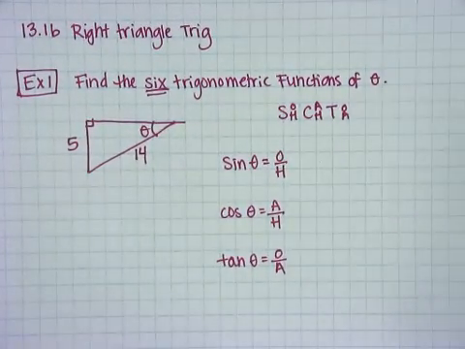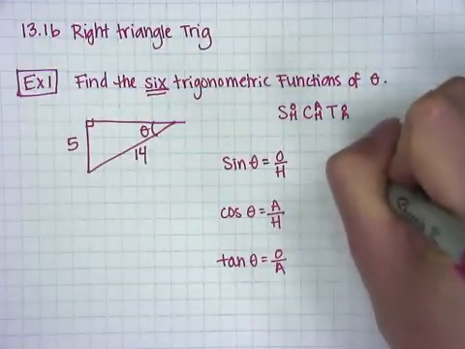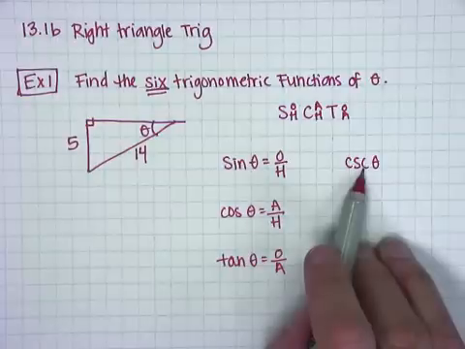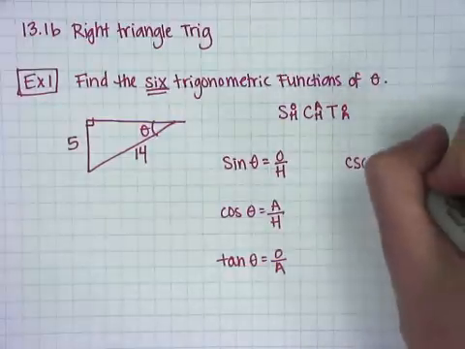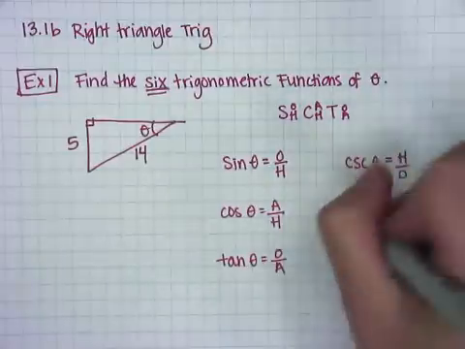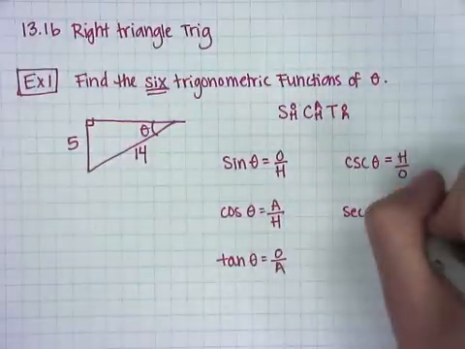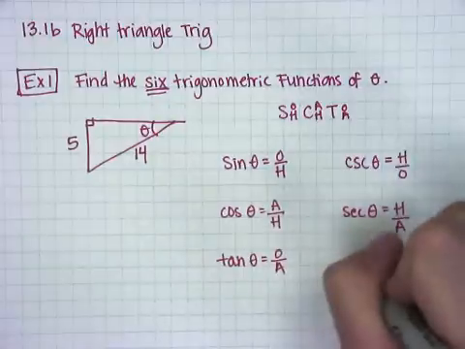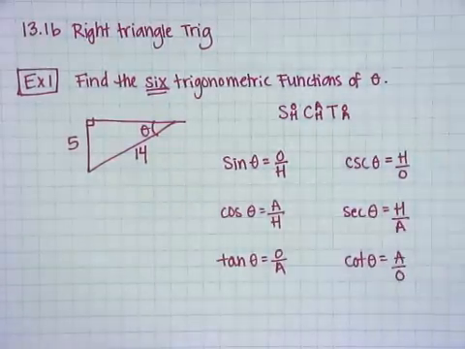And then the other 3 are the reciprocal functions. So the reciprocal of sine is cosecant. So you see CSC, that stands for cosecant. And since it's the reciprocal, instead of O over H, it's H over O. You just flip it upside down. The reciprocal of cosine is called secant. Instead of A over H, it's H over A. And the reciprocal of tangent is cotangent. So instead of O over A, it's A over O.